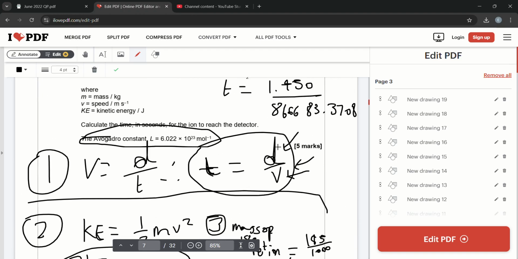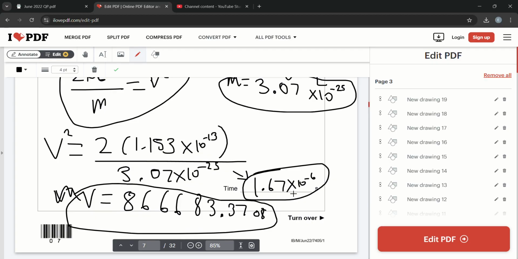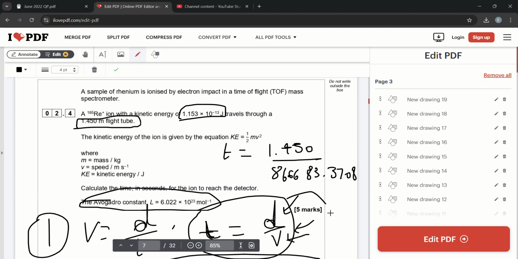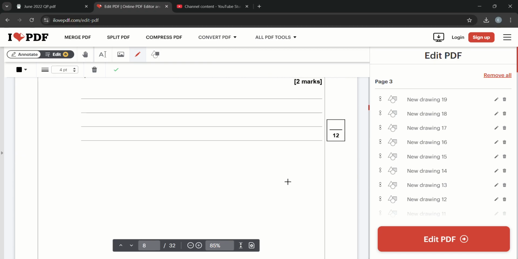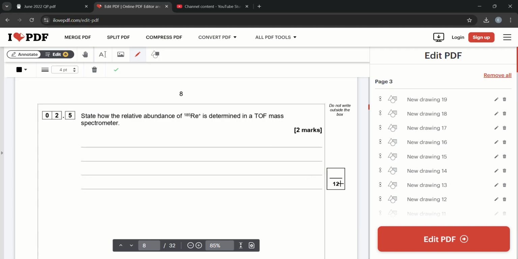Does it say to round in seconds? Yeah. So there we go. I thought it meant to the nearest second, then I was like 1.7. No, then it'd be 2 then. But 1.67 times by 10 to the power minus 6 seconds is your final answer for 5 marks. And we've got 2 minutes left because there's 12 marks in total. 2 minutes left to do this question.